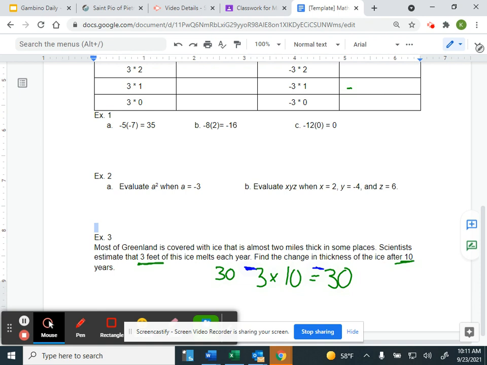So be careful with word problems. Sometimes they put tricky stuff like that in there to catch you.